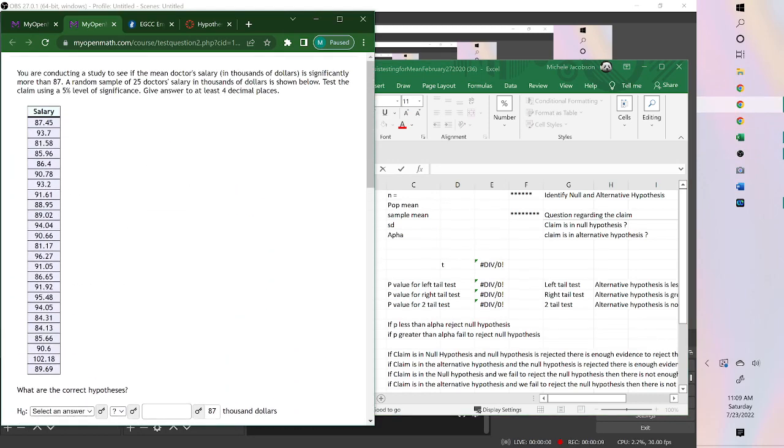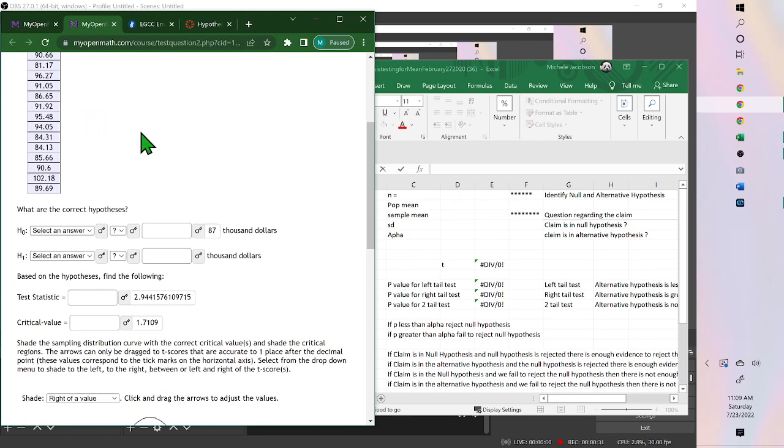For this problem, we're conducting a study to see if the mean doctor's salary in thousands of dollars is significantly more than 87. A random sample of 25 salaries. Test the claim at 5%. So we're testing that it's significantly more than.